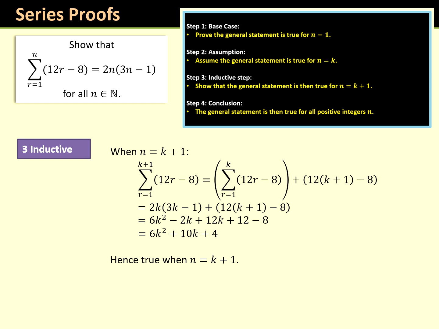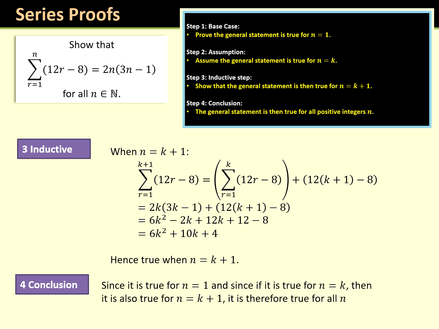So we finish off with the conclusion. And the conclusion says that since it's true for n equals 1, and since if it is true for n equals k, then it's also true for n equals k plus 1, it is therefore true for all n.